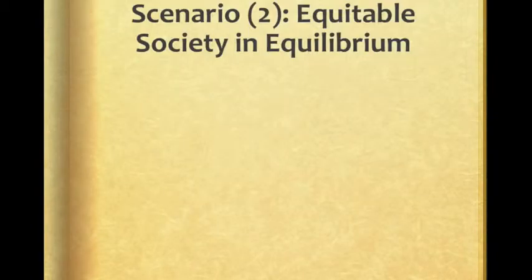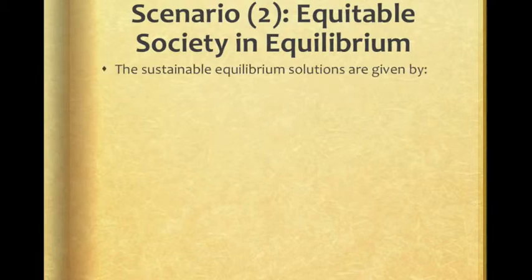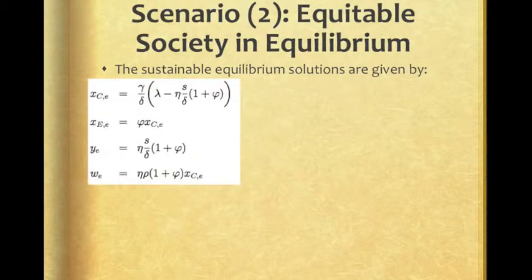So let's take a look at scenario 2, which is the equitable society in equilibrium. And again, you can do a very similar analysis, and find sustainable equilibrium solutions for, in this case, the 4 stocks, because now you have the commoner population in equilibrium, the elite population in equilibrium, and even though there are commoners and elites, they're paid the same because the equitable society has an equal pay for both. You do get the segregation between the 2 stocks, and then you get the nature and the wealth in equilibrium.